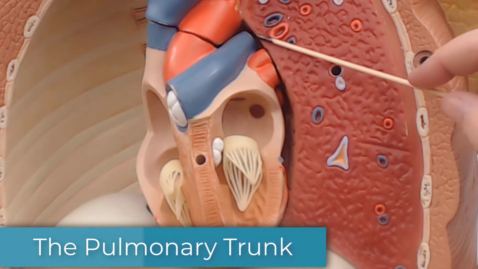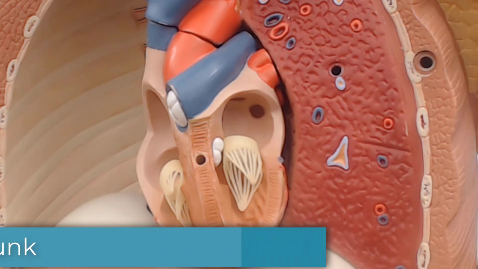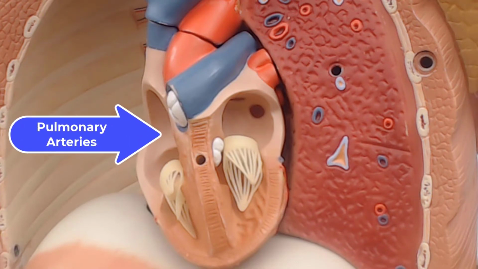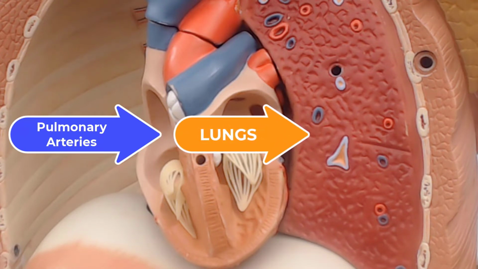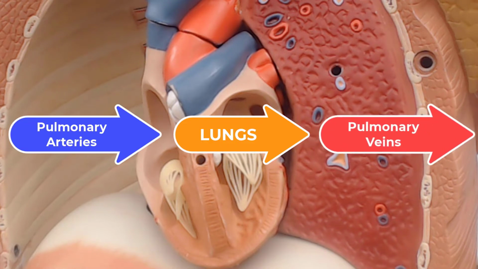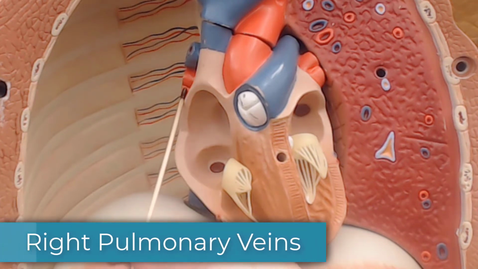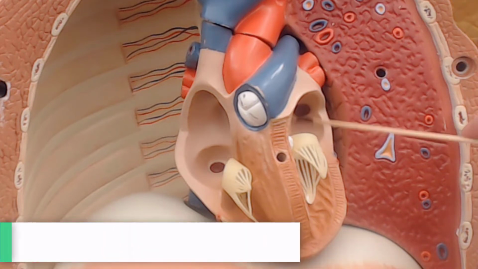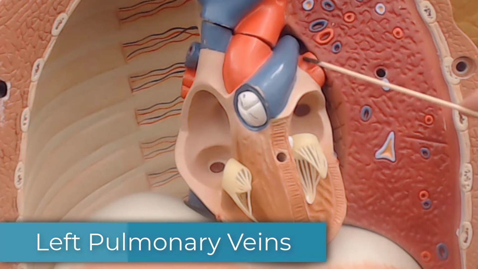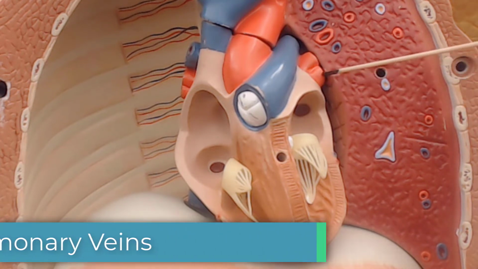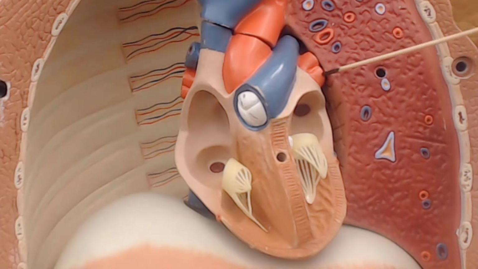The pulmonary trunk is going to split off into the right and left pulmonary arteries. The right pulmonary artery is going to feed the right lung. The left pulmonary artery feeds the left lung. At that point, there is exchange of oxygen and carbon dioxide, and now the blood is oxygenated. So oxygenated blood from the right lung is going to travel to the left atrium through the right pulmonary veins. Oxygenated blood from the left lung is going to travel to the left atrium through the left pulmonary veins. And these pulmonary veins are colored red because the blood is oxygenated in that blood vessel.